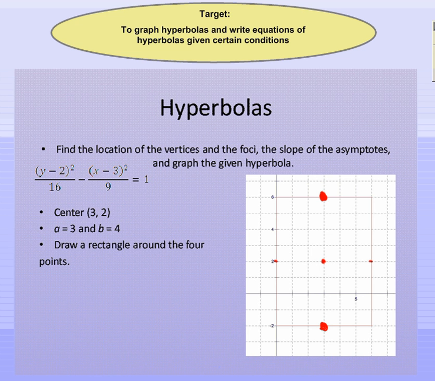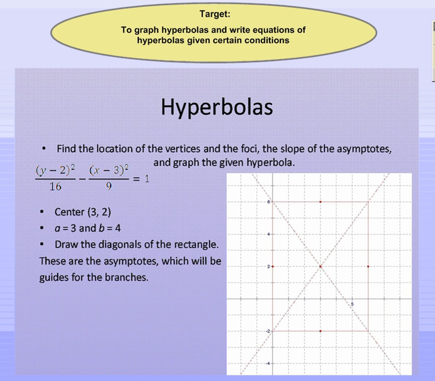What we're going to do is create a rectangle around these points. You see I'm outlining that rectangle. This rectangle is going to be the guide to our asymptotes. Once we have our rectangle in, again, here's our rectangle, and again, these will be our vertices. You connect the diagonals of the rectangle, and these diagonals are your asymptotes.